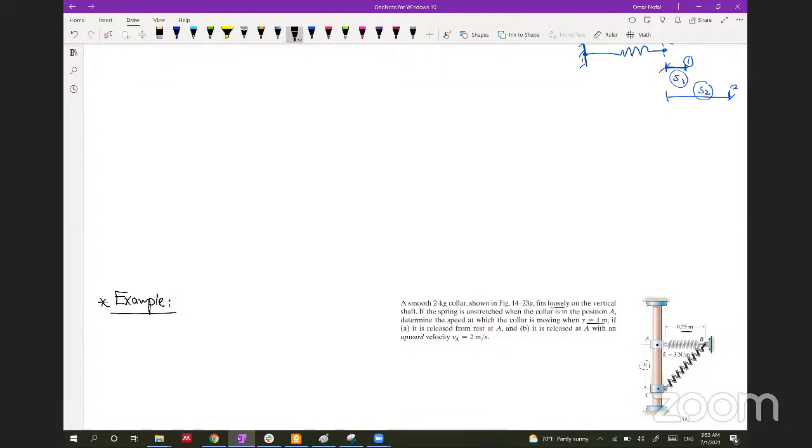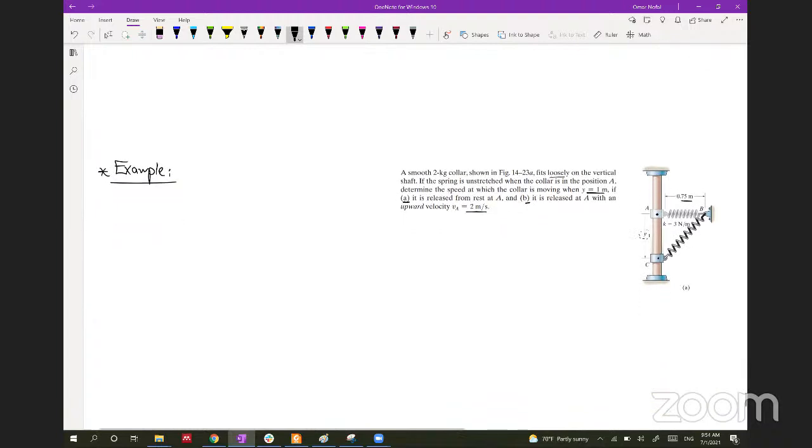if it's released from rest at A. So V at A is 0. This is for part A. There are two requirements, A and B. The first assumes that the collar starts from rest, and the second assumes that it starts with an upward velocity of 2 meters per second. So you will have to work on both: the first with V0, and the second with the velocity going upward at 2 meters per second.